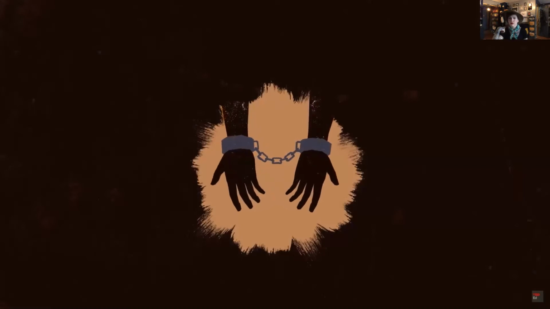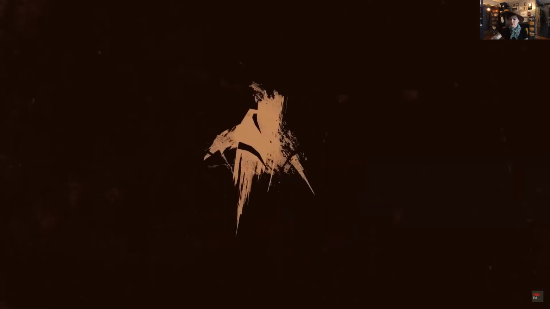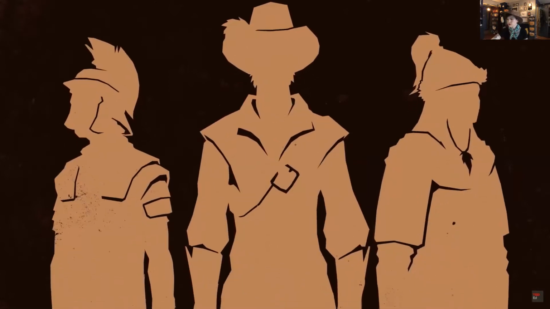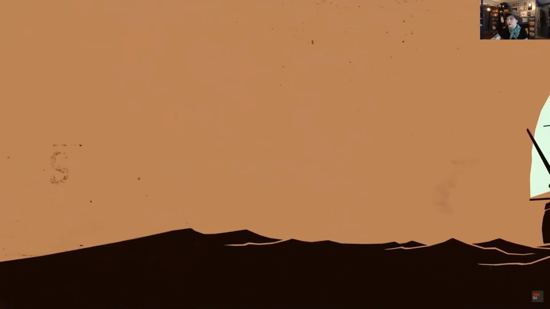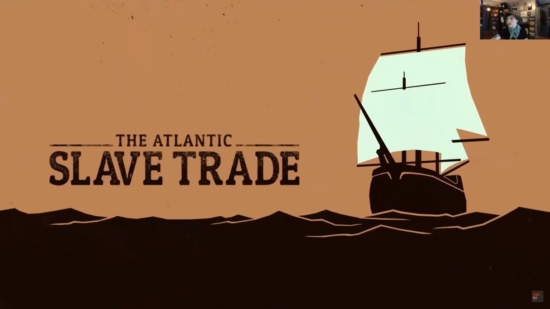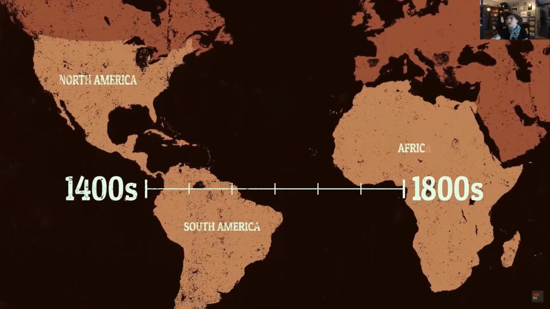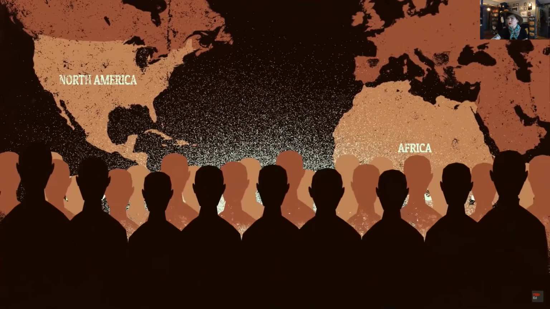Slavery, the treatment of human beings as property, deprived of personal rights, has occurred in many forms throughout the world. But one institution stands out for both its global scale and its lasting legacy. The Atlantic slave trade, occurring from the late 15th to the mid-19th century and spanning 3 continents, forcibly brought more than 10 million Africans to the Americas.